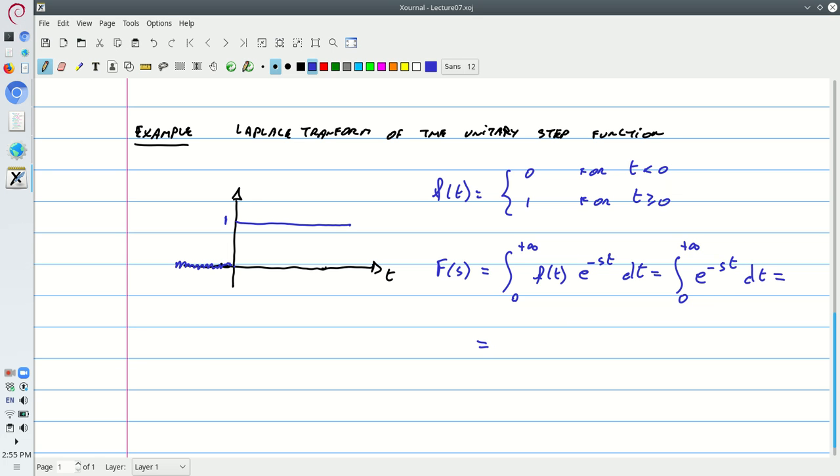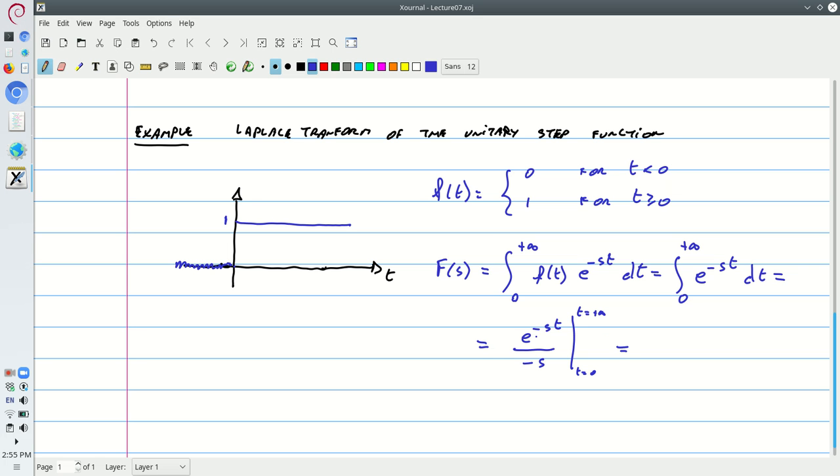Okay, we need to integrate this. So we are going to integrate this quantity here. The integral of exponential of minus st is given by exponential of minus st divided by minus s. Try to differentiate exponential of minus st. You'll see that when you differentiate that with respect to t, you're multiplying by minus s, so this is the integral. But this needs to be computed for t equal to 0 and t equal to plus infinity.